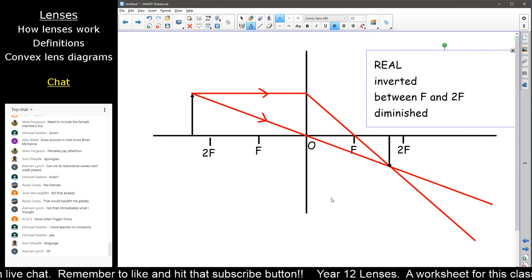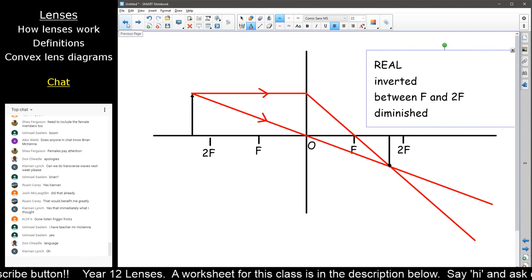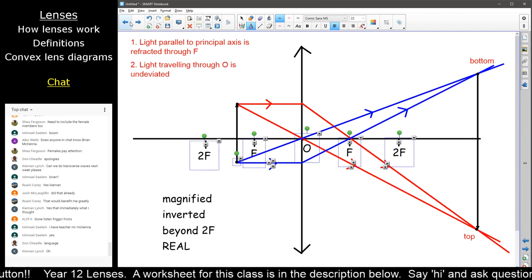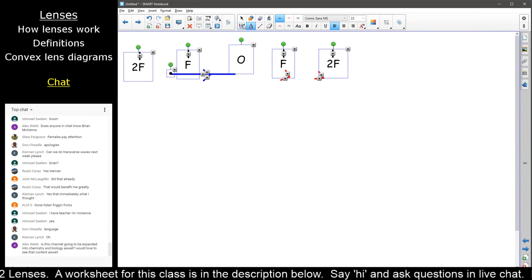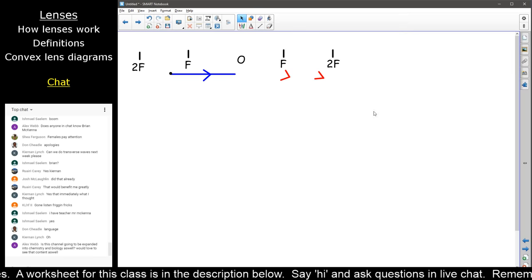The basic deal is with these. Now, there's a special point at 2F: when you put something at 2F, it ends up at 2F on the other side, which is kind of cool. But the more interesting one is what happens when it's closer than F and when it's at F. And this is what we're going to take a look at now. Okay, so can I paste that back again, and we'll get ourselves going.